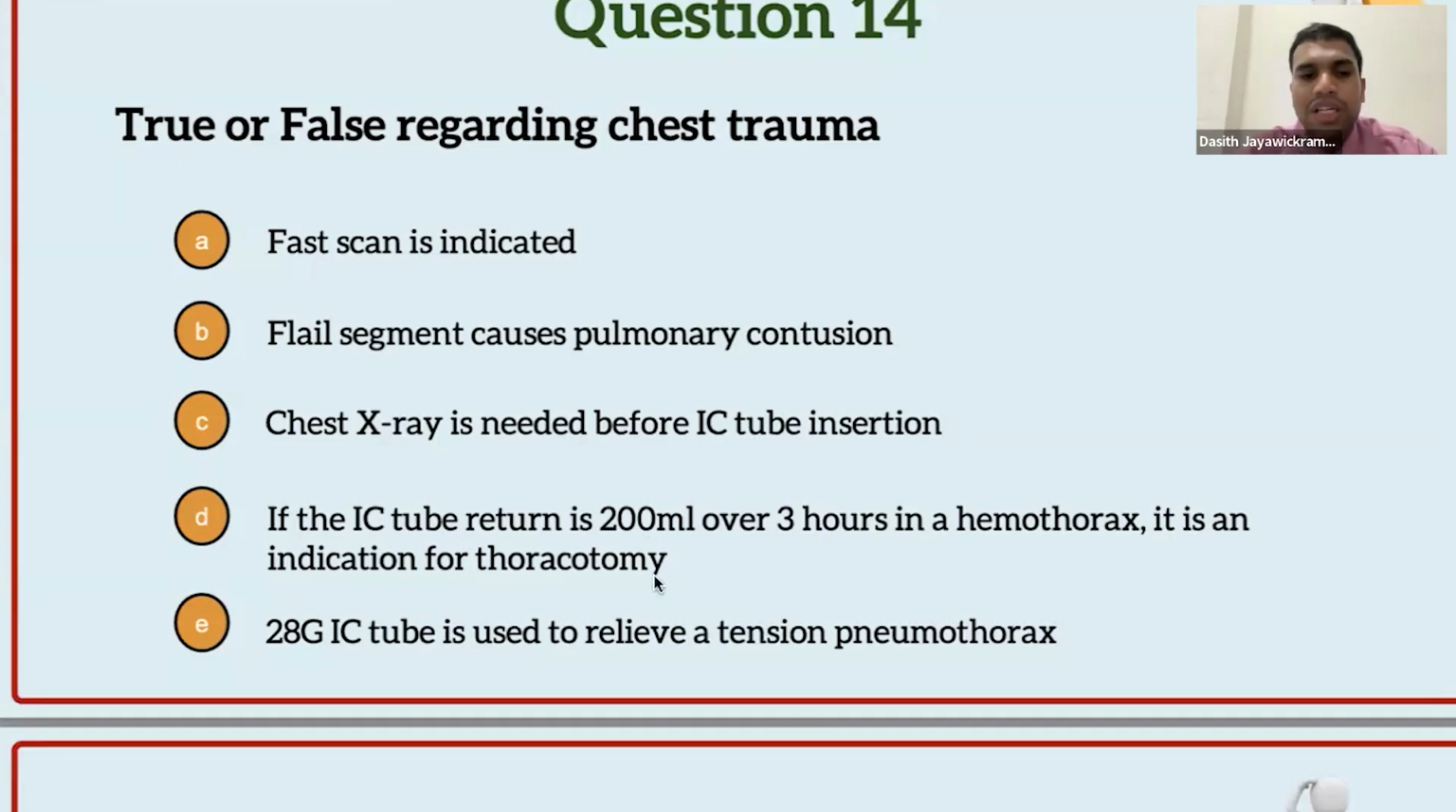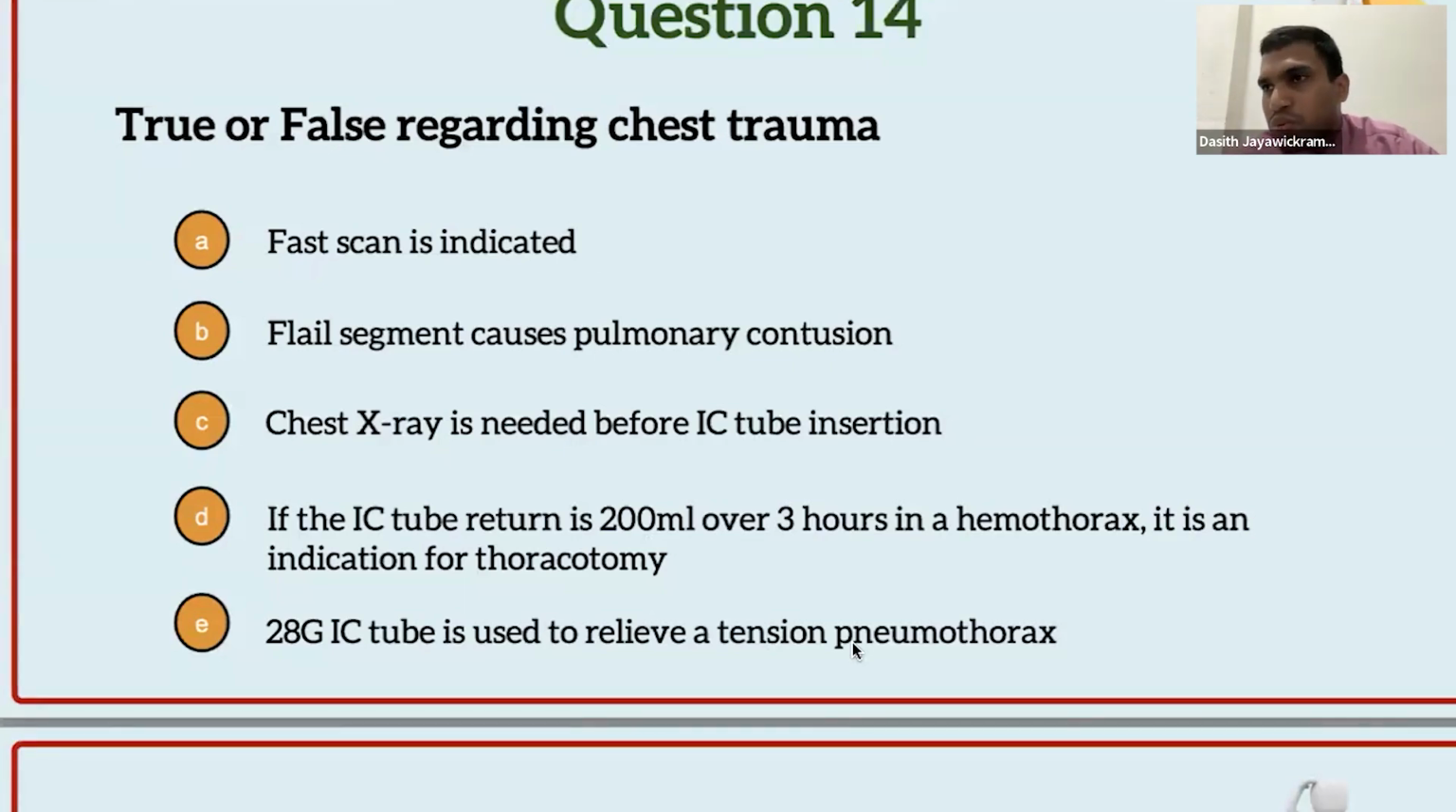Yes, we discussed it earlier. A 28 gauge IC tube is used to reduce tension pneumothorax. Yes, in tension pneumothorax it is just air, so we can use a smaller caliber IC tube. But in hemothorax, it's blood.